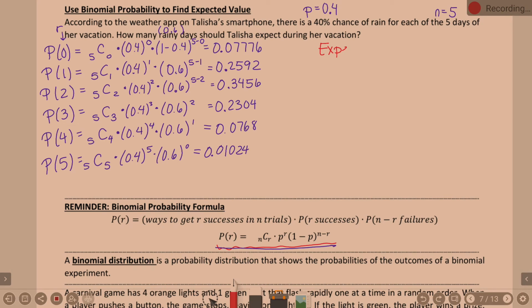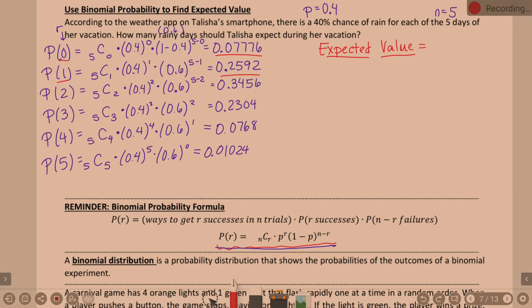Okay, we found all the probabilities, guys. To actually do the work, we have to find the expected value. In this case, it's the expectation of rainy days. How many rainy days should Talicia expect during her vacation? As we do this, remember it's the outcome times its probability. So at 0 days, the probability is 0.07776, and we multiply those. Plus, at 1 day, we're using 0.2592. So you're multiplying the number times its probability.